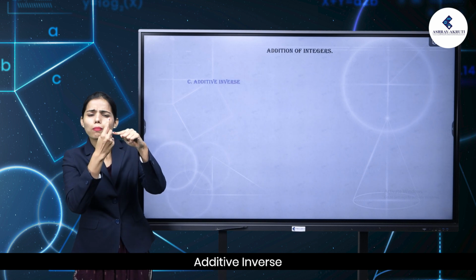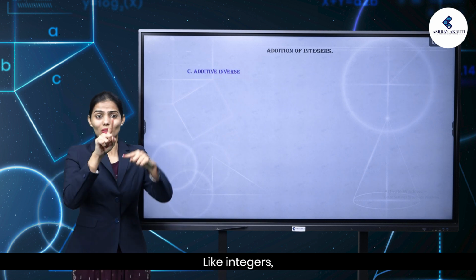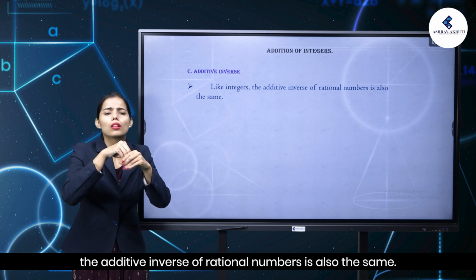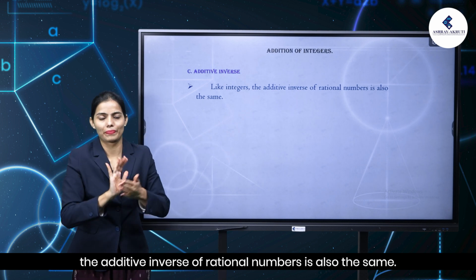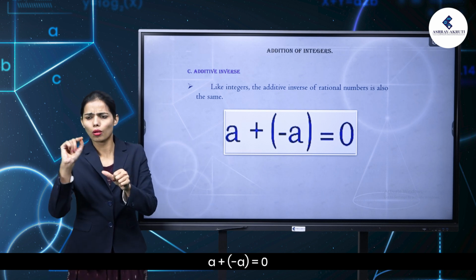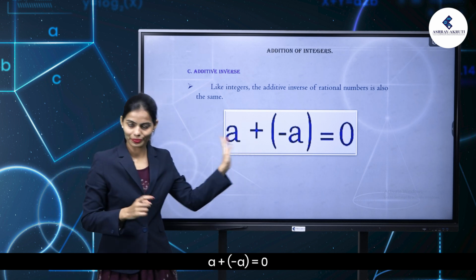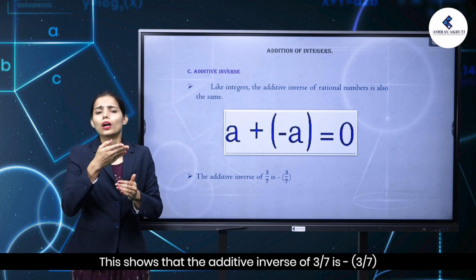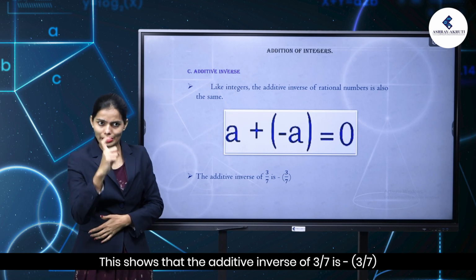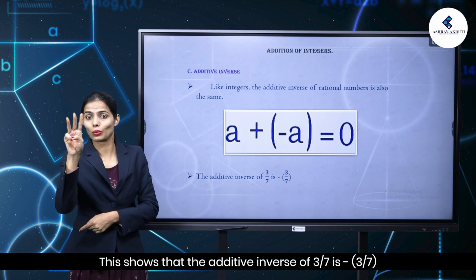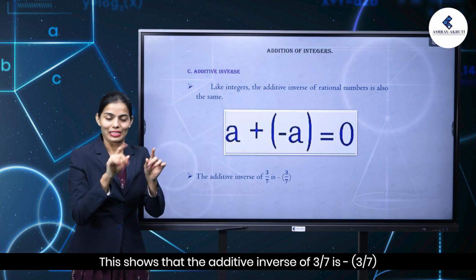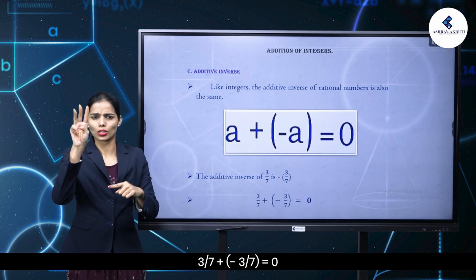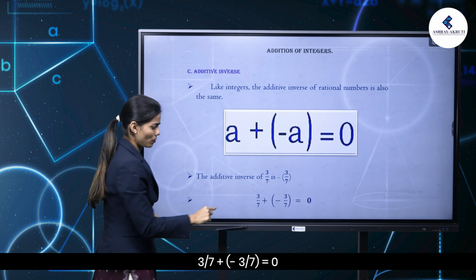Additive inverse. Like integers, the additive inverse of rational numbers works the same way. A plus minus A is equal to 0. This shows that the additive inverse of 3/7 is minus 3/7. This shows that 3/7 plus minus 3/7 is equal to 0.